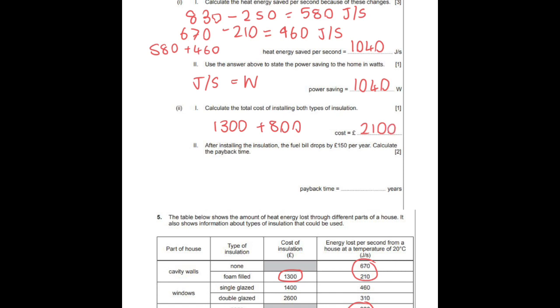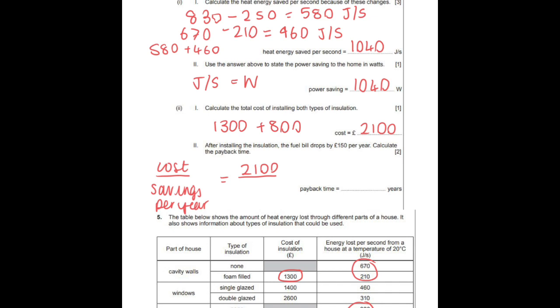And finally, we've got payback time. So that is the cost of installation divided by the amount that you save each year. So you're going to put the cost on the top, and let's put savings per year underneath. There we are. That's what we're going to do. So the cost we're just going to take from our previous question. It was £2,100 to install both of those.